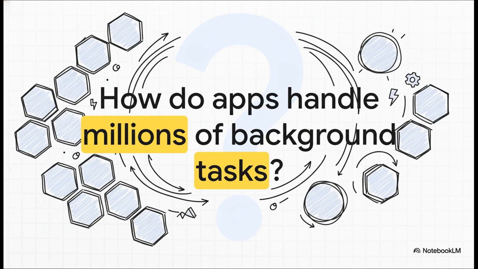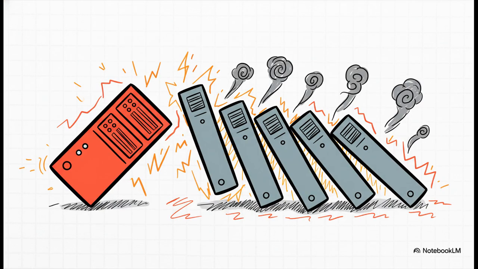Every single time you get an email notification or see a report generate or you upload an image, a background task is running. Now, multiply that by millions of users. How in the world do you manage that massive workload concurrently and safely without the whole system just grinding to a halt? Because if you don't have a solid plan, what you get is chaos.